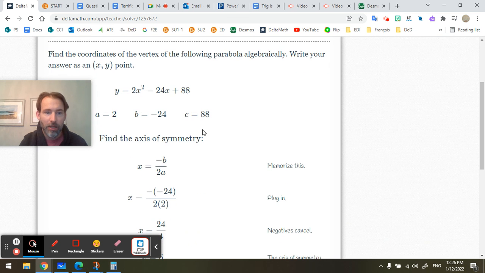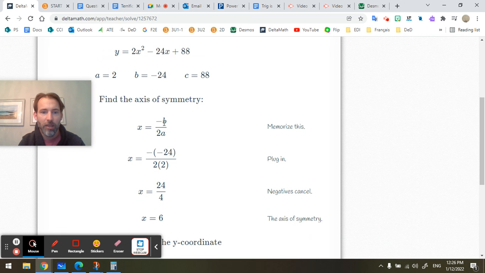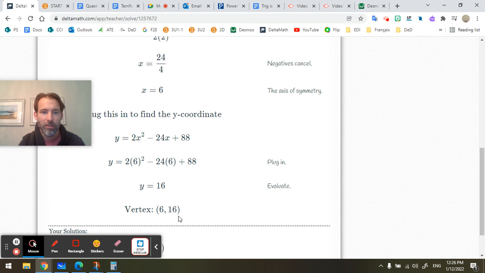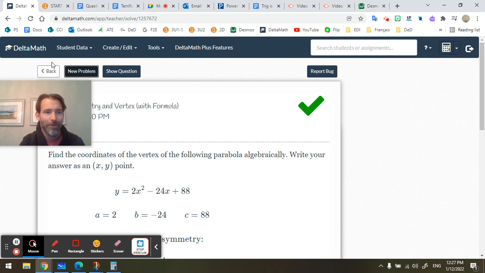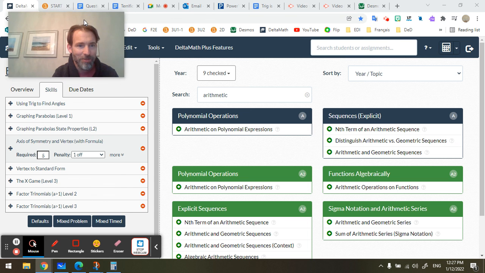Yay! So see how they did it. They found A, they found B, they found C, but they only used B and A there. They plugged it in, and they found the x value of the vertex, the axis of symmetry. Plug this in to find the y coordinate. Exactly what I did. Wow, isn't that cool? Okay, so that's how you do those problem types.